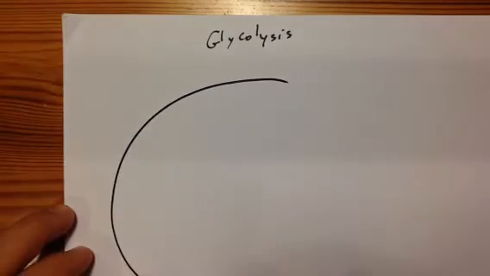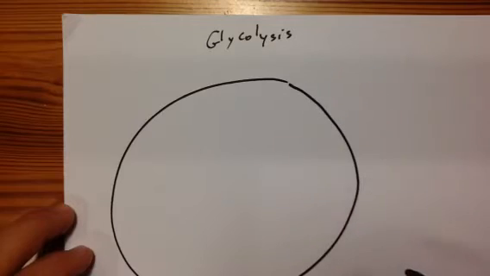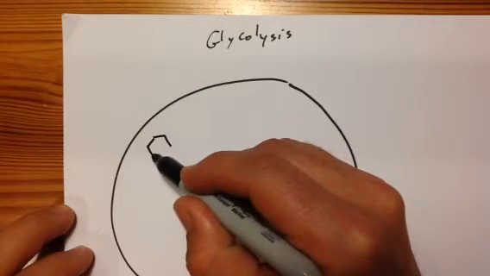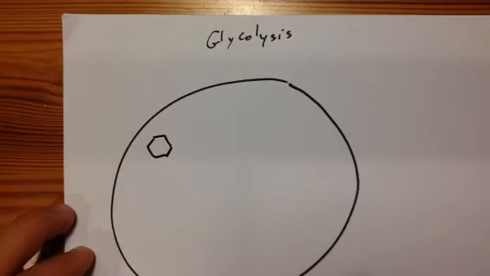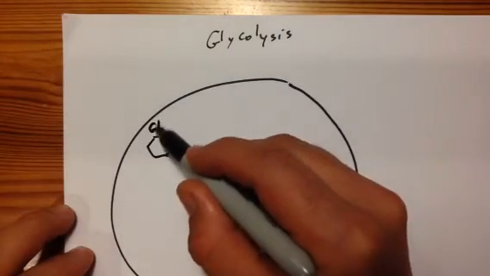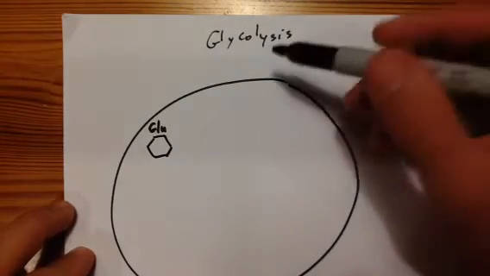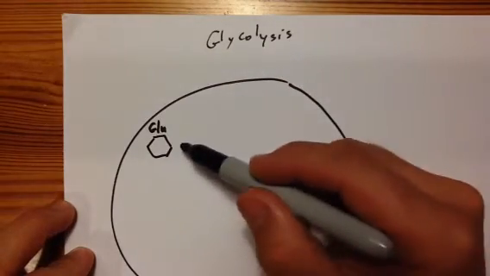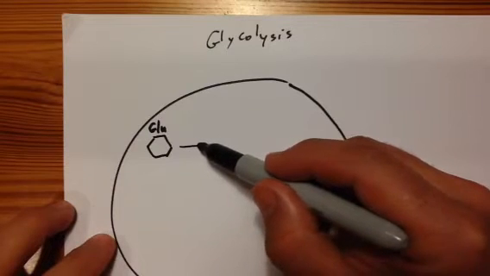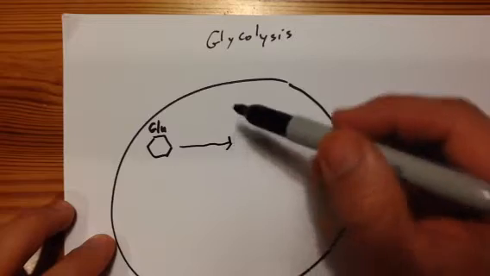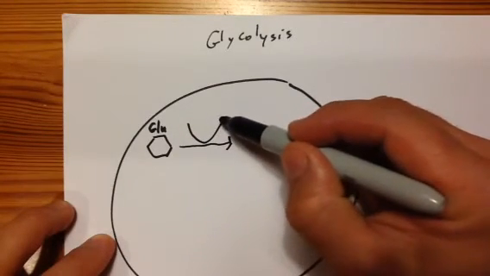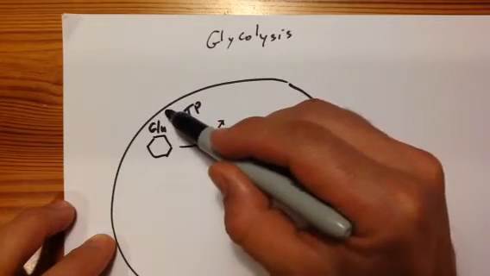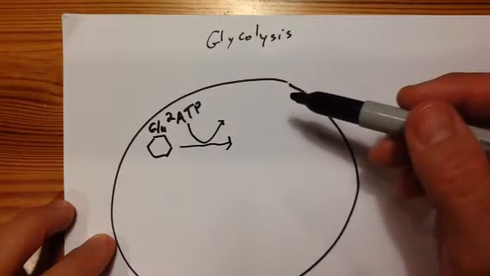So here we have a cell, and we have already looked at the process by which the sugar gets inside the cell. So here we have our glucose. And glycolysis literally means glucose breaking. So what's going to happen is one of the first things is the input of a little bit of ATP. We're going to use 2 ATP molecules to get this reaction going.